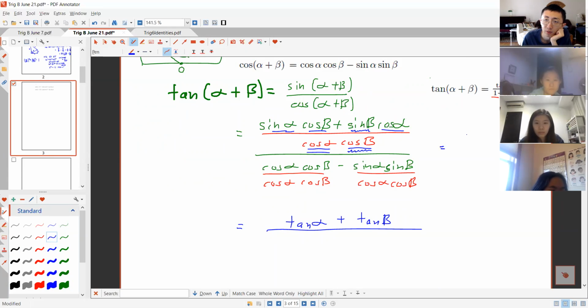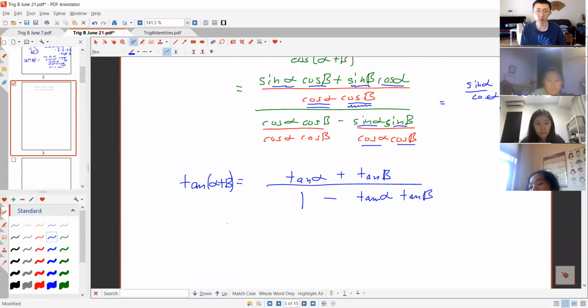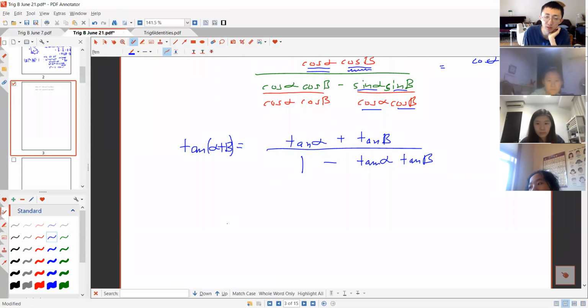So let me, I could write in the intermediate step. And then here we just have 1. And then sine alpha over cosine alpha, that's tangent of alpha. And sine beta over cos beta is tangent beta. So yeah, this is the tangent addition formula. So if I know the tangents of two angles, I can find the tangent of their sum.